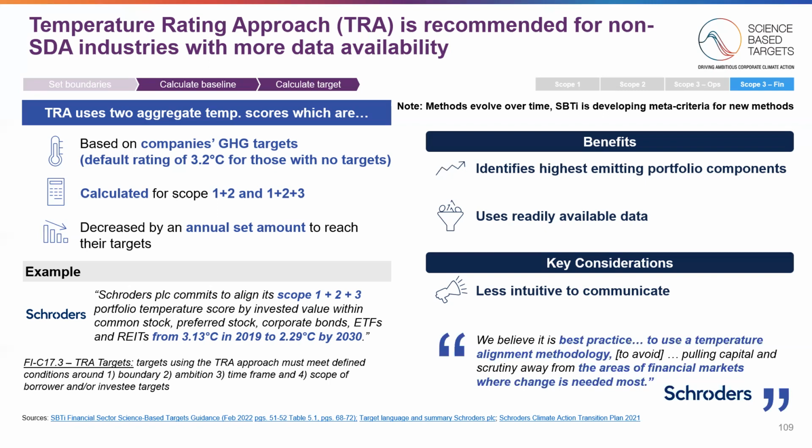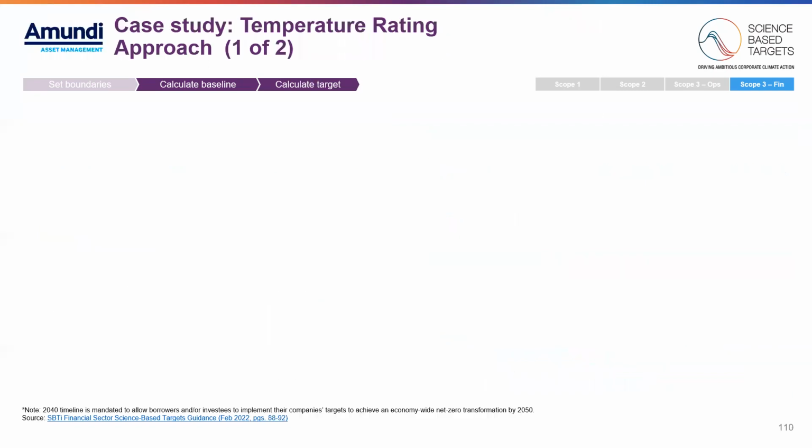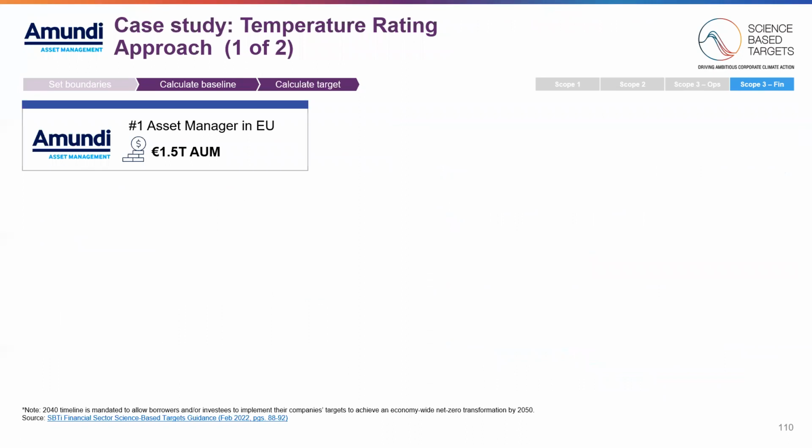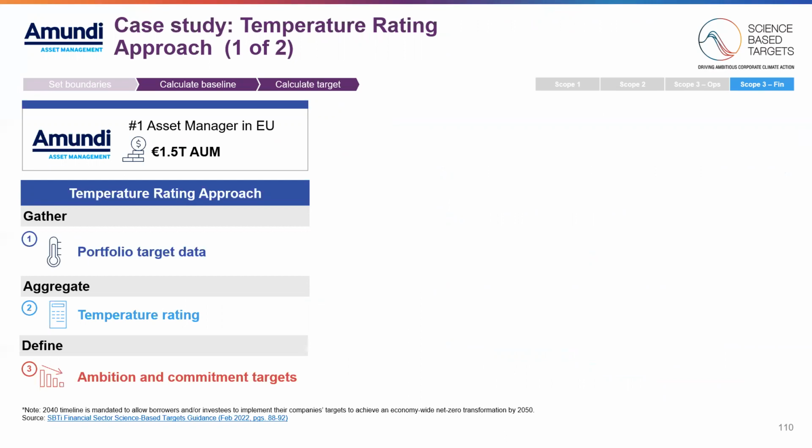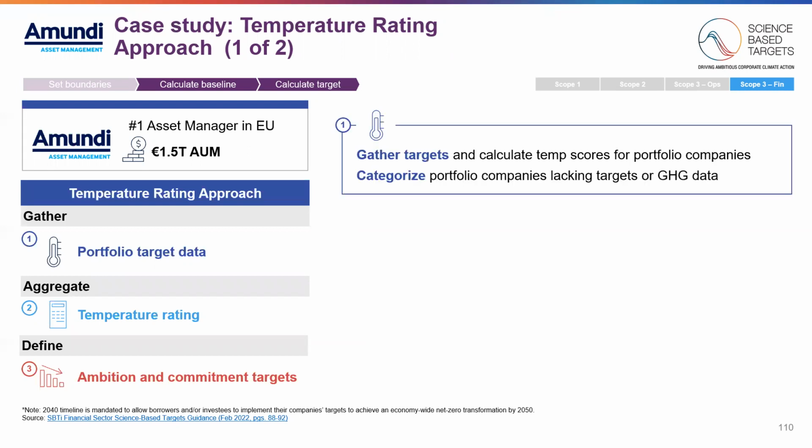We'll now move to a case study of a different asset manager, Amundi. Amundi is the largest asset manager in the EU, with over 1.5 trillion assets under management in euros. And they use the temperature rating approach, which require them to gather the available target data for their portfolio, aggregate and use SBTI's open source tool to assign temperature ratings to companies, and chart the path forward by defining their ambition and commitment targets. In order to gather their portfolio target data, they access databases to note ambitions. They also noted which companies lacked targets or GHG data.